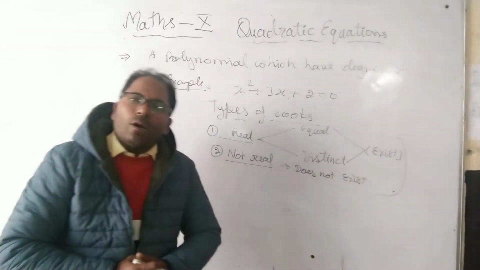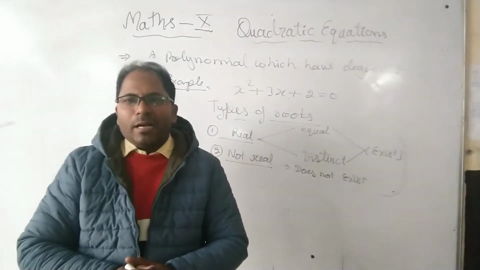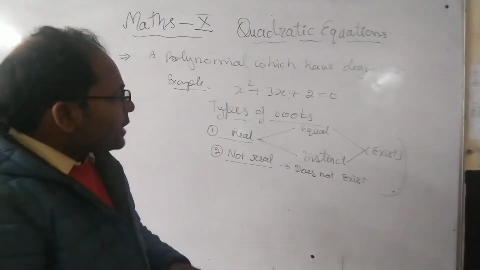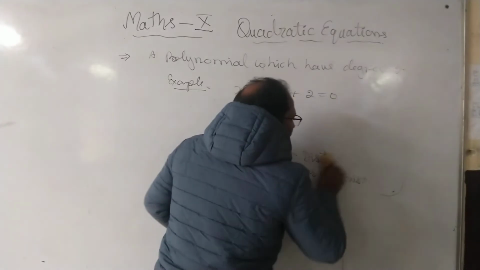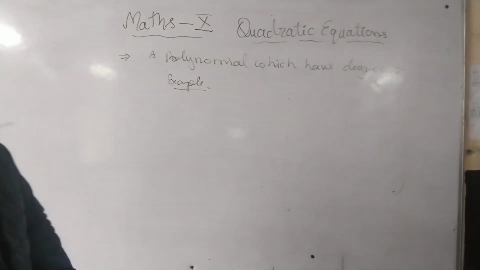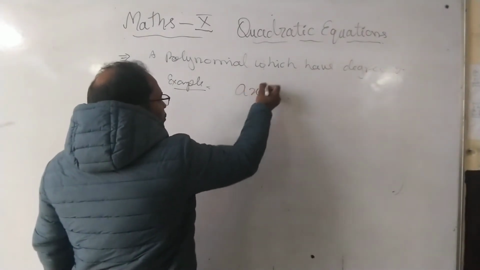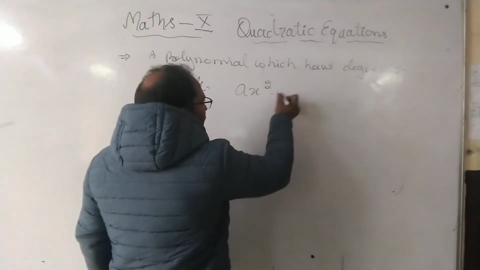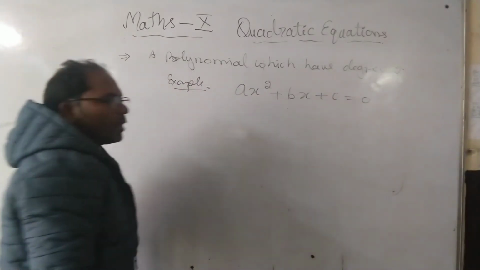So how can we find out the nature of the roots? How can we define it? Discriminant. Okay, so that is called the discriminant of the roots. So how can we find the discriminant? For this, the common quadratic equation, or the general form of a quadratic equation, is ax square plus bx plus c equals to 0.